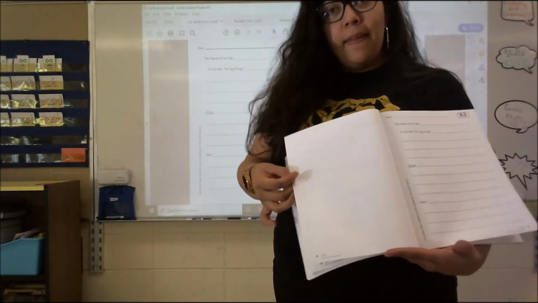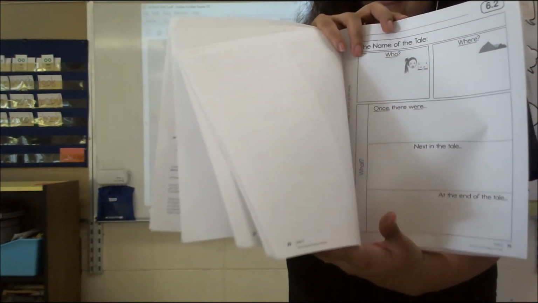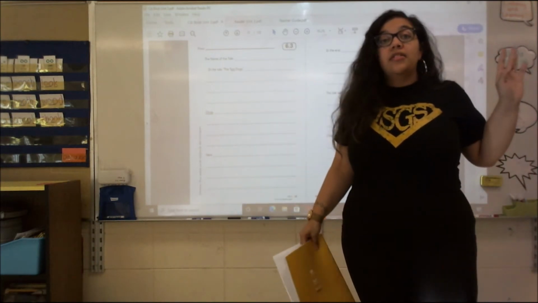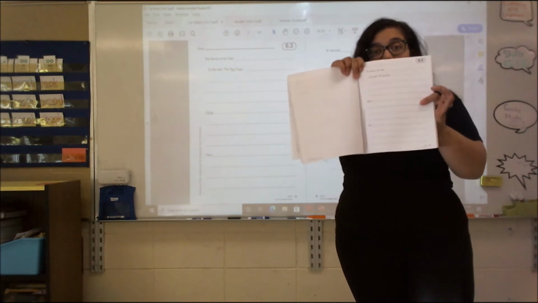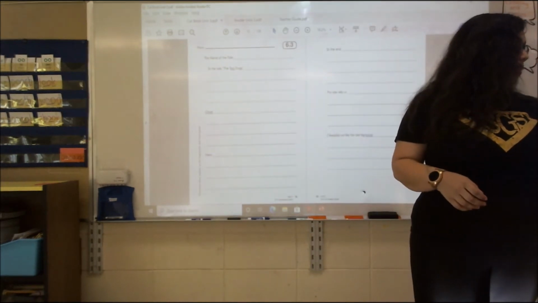If you feel compelled to take notes while I reread, 6.2 is a story planning template. If you must take notes, I will not fault you. But this is the part we're going to do together. The draft is what we're writing down today.